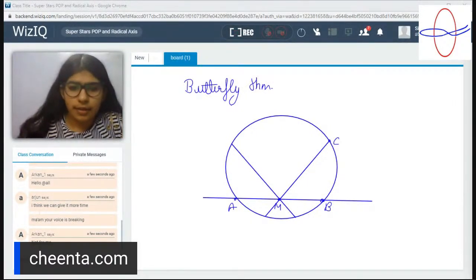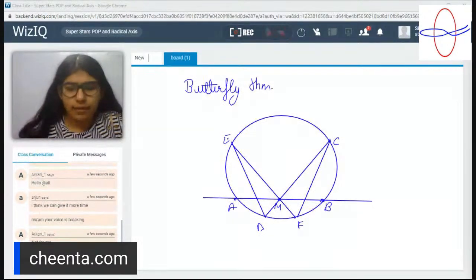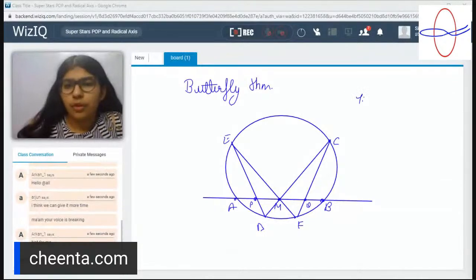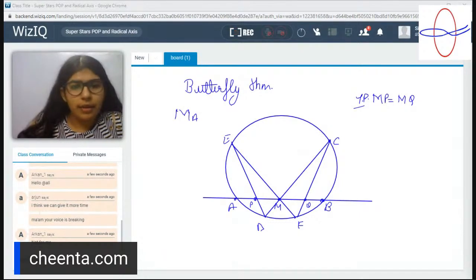This is C, this is D, this is E, and this is F. Okay, now we join EB, and we join CF. Let these intersect AB at P and Q. To prove MP equals MQ.